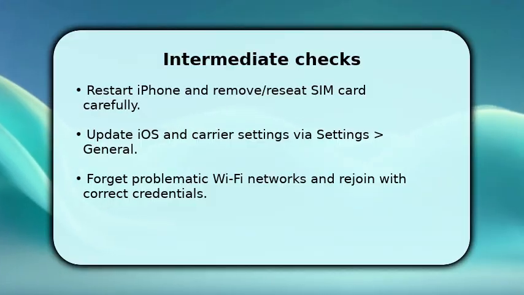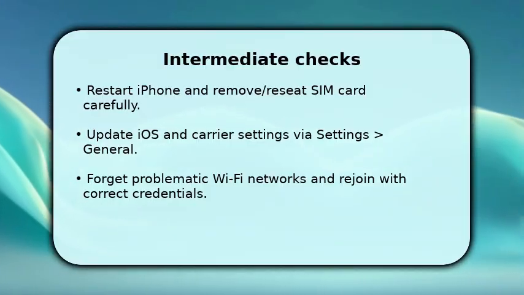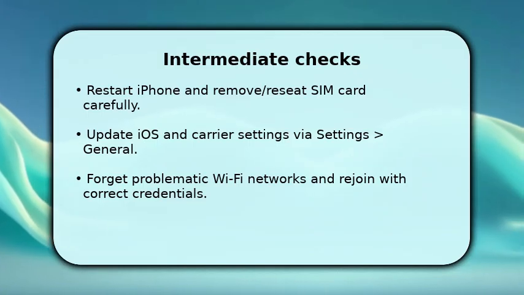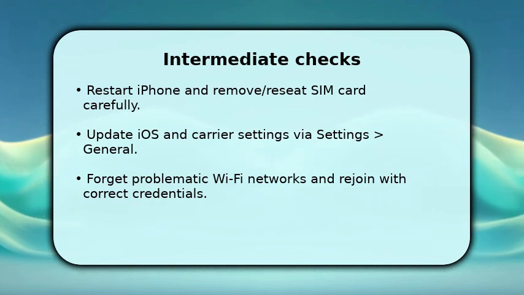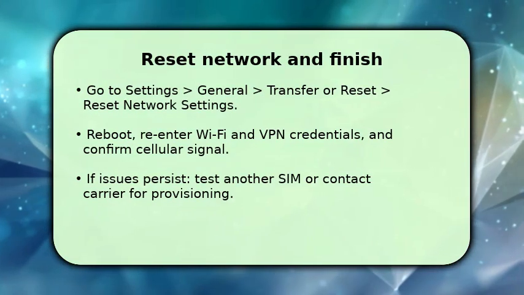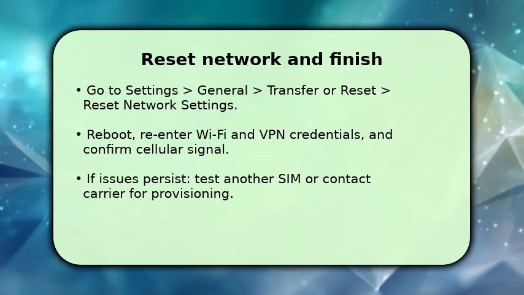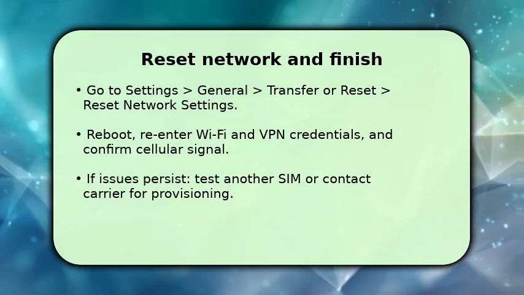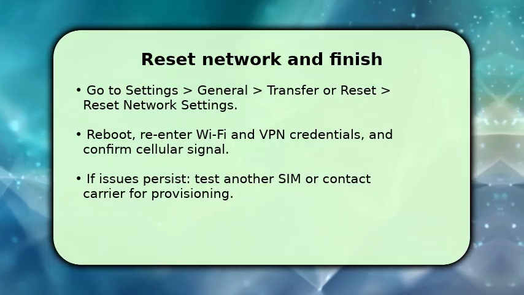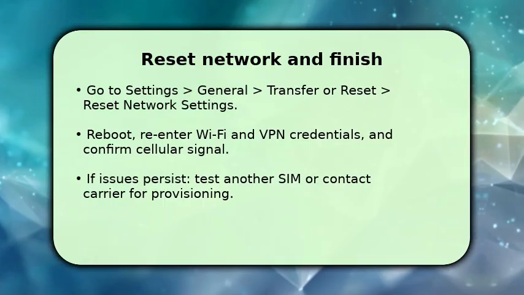Once done, forget and rejoin troublesome Wi-Fi networks, so you rule out saved profile corruption before you now perform the only definitive fix, Settings General Transfer or Reset Network Settings. This wipes Wi-Fi, VPN, APN, and cellular settings, restoring radios to known defaults. You will re-enter credentials afterward.